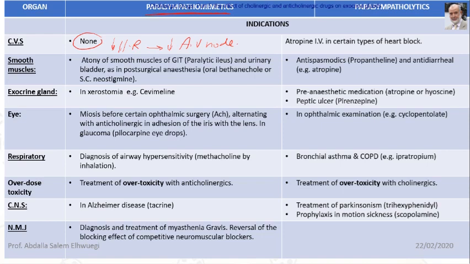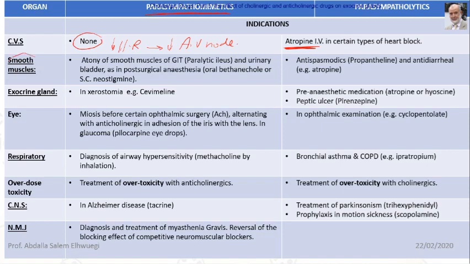On the contrary, parasympatholytics or atropine-like drugs, atropine is used intravenously in certain types of heart block, especially with sinus bradycardia, as we have said. Why? Because it will increase the conduction through the AV node.